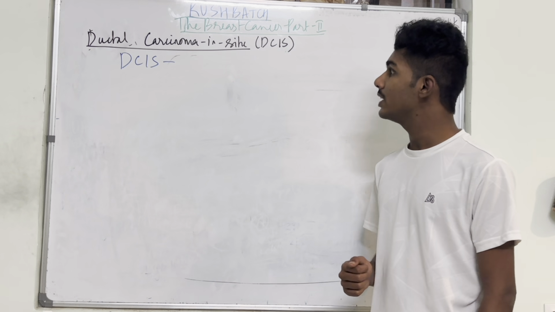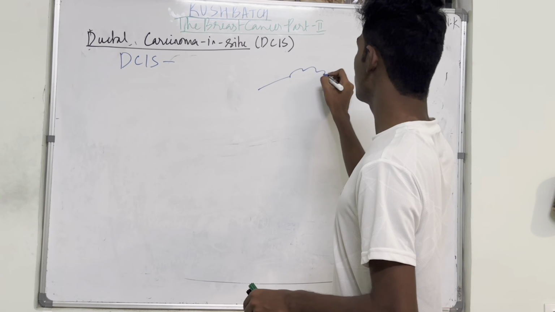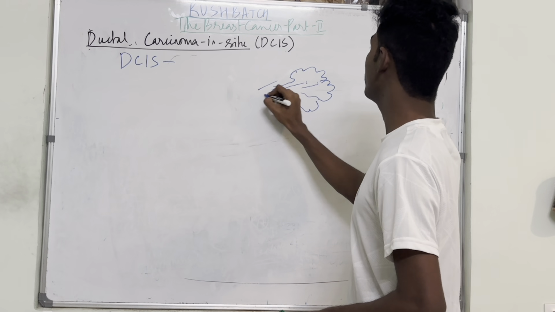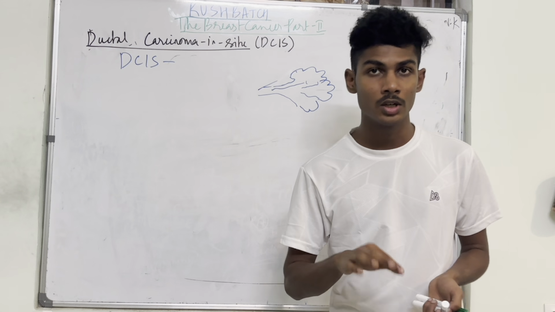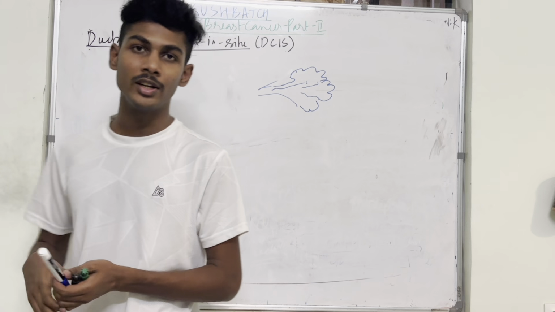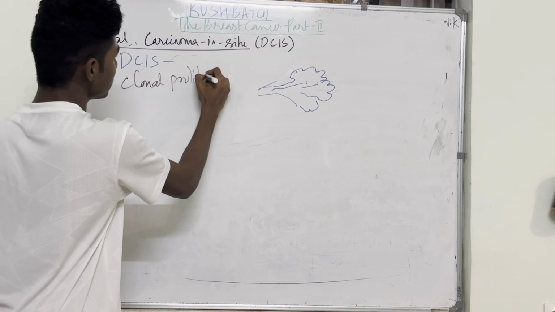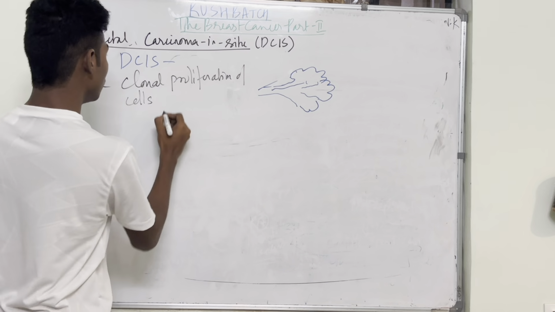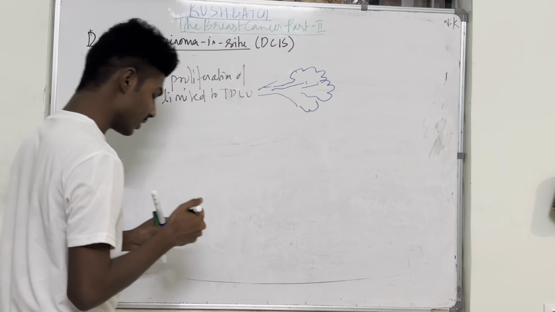Okay, so now let us start with the DCIS. What is DCIS? Ductal carcinoma in situ. You know that these are the TDLU. Now there is a clonal proliferation of cells, and that is limited within TDLU. So that is what we call it as DCIS. Can we write that? Yes. DCIS is nothing but the clonal proliferation of cells that is limited to or restricted to TDLU, that is terminal ductal lobular unit. Are you understanding? Okay, fine.